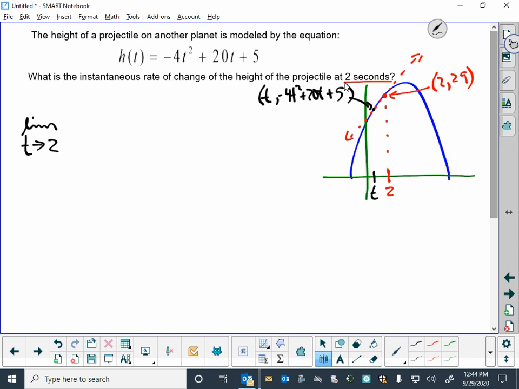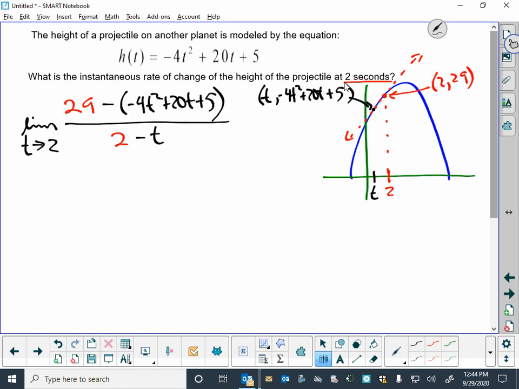Since this is an instantaneous rate of change, I'm doing a change in y over change in x. My change in y here looks like it's going to be, I'll try to color code as I go, the 29 minus the negative 4t squared plus 20t plus 5, over 2 minus t. So it's a little simpler to begin with. Let's go ahead and see where it takes us.